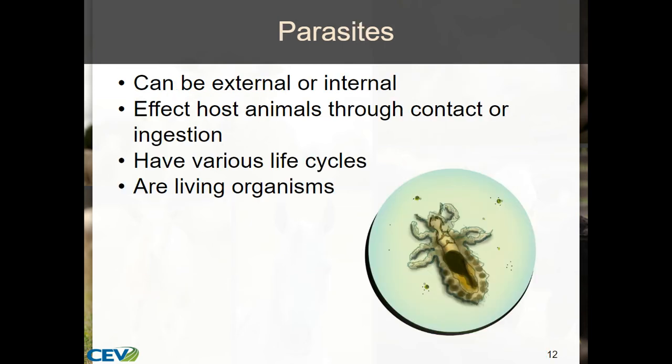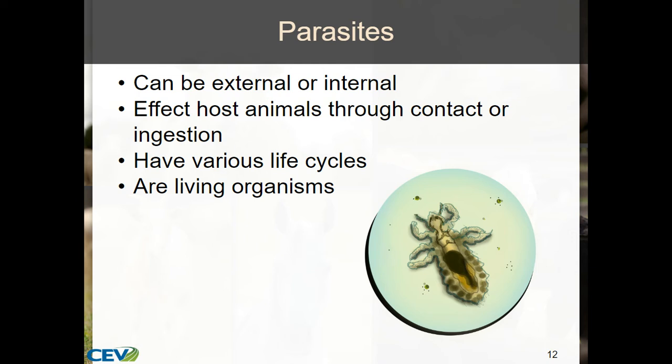Okay. Next, we have parasites. Parasites are generally speaking going to be macroscopic. There are some that are pretty tiny and difficult to see, but they are generally macroscopic. And parasites can either be external or internal. So they can be found on animals or they can be found in animals. Typically speaking, they're going to affect and disrupt their host by contact or ingestion.